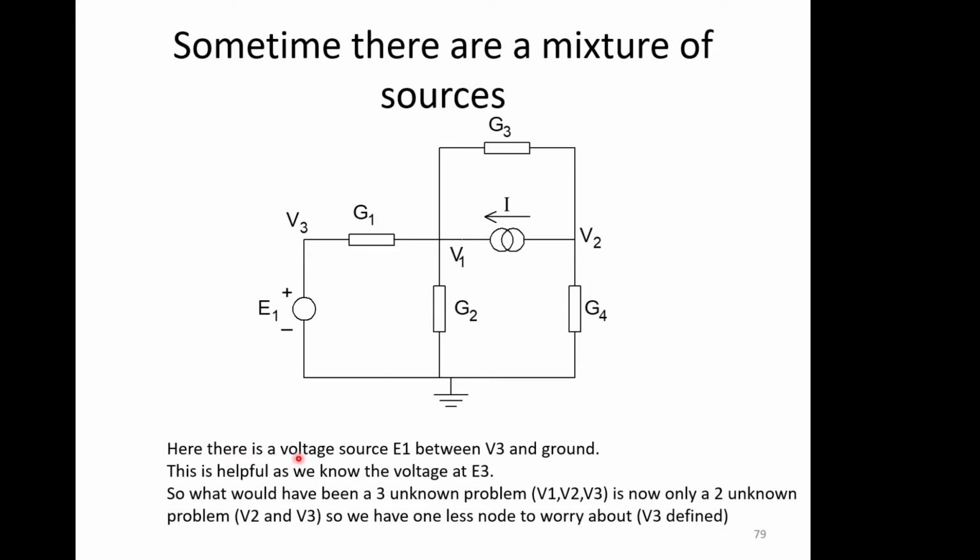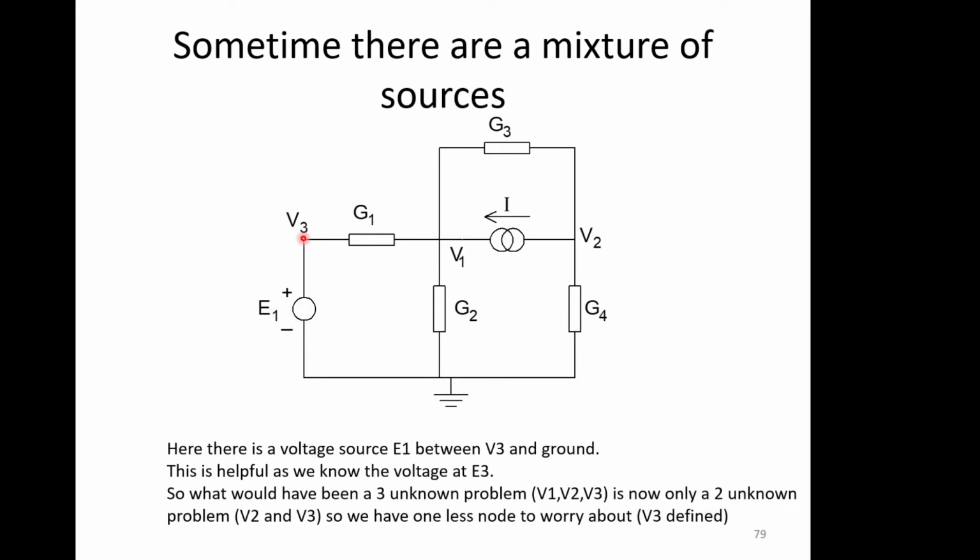Right, so here is a voltage source E1 between node V3 and ground. This is helpful as we know the voltage at V3 now. The only thing connecting to node 3 is this voltage source, so we got lucky in this particular circuit. We know the voltage at V3 is E1, whatever E1 happens to be.